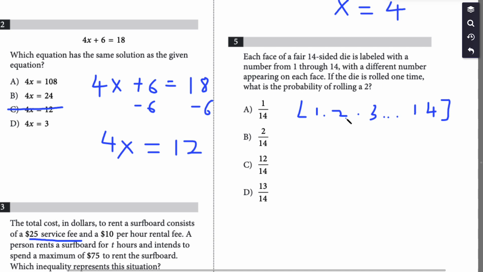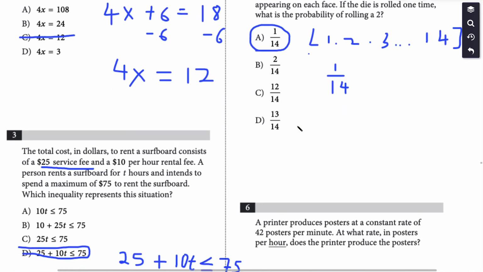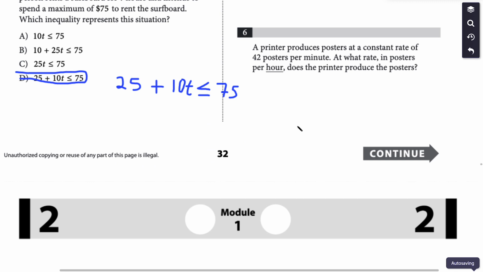And so in this case, we'll have 14 sides, and it's asking us if the die is rolled one time, what is the probability of rolling a two? That probability should be 1 over 14, right? Because we have 14 sides. Any of those 14 sides could appear. And so any number has a probability of 1 over 14 for appearance. So if we're looking at 2, 2 would be no different. 2 would also have 1 over 14 chance of happening. So A should be the correct answer for that one.